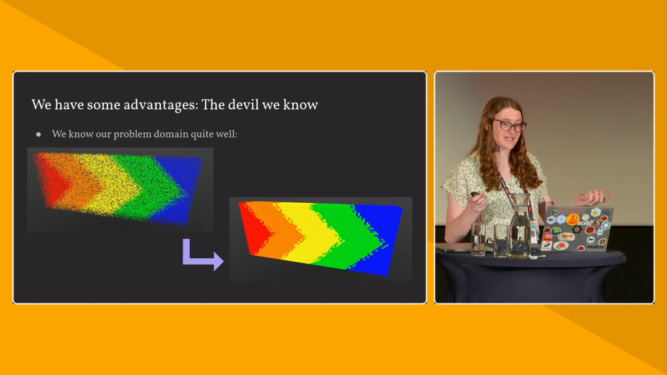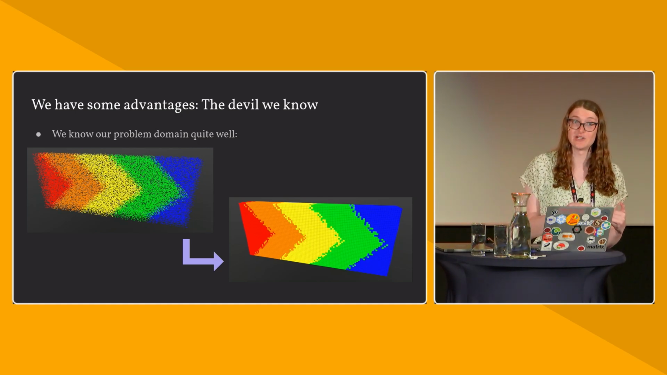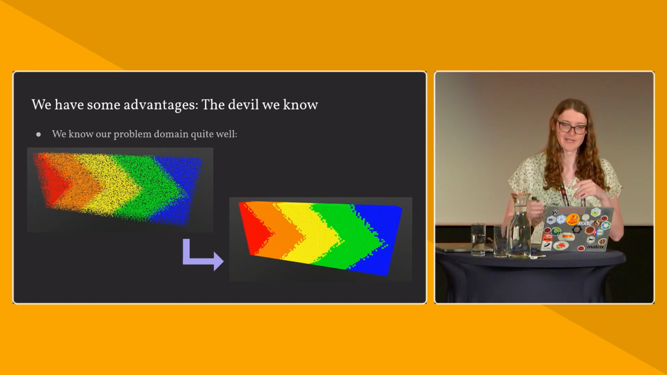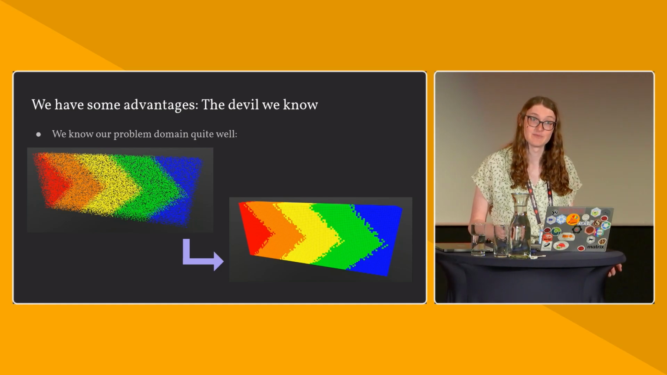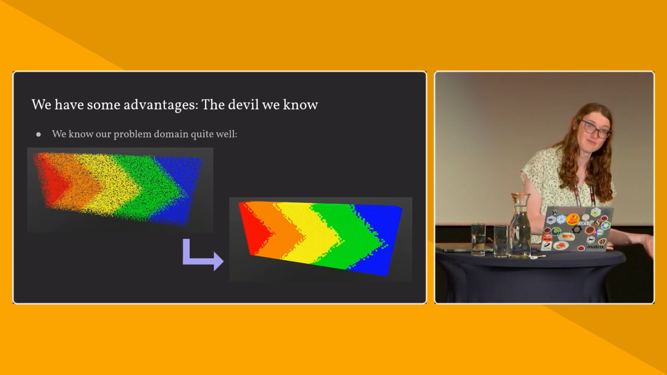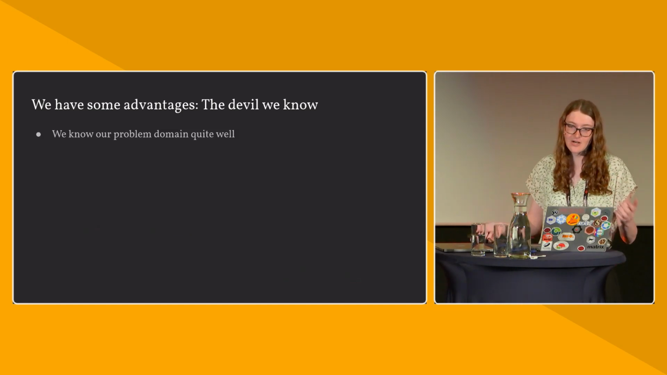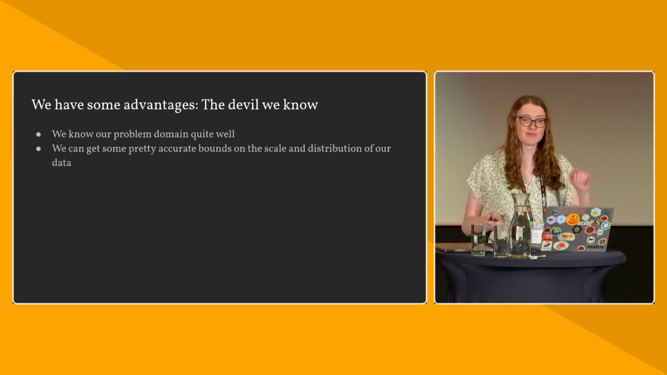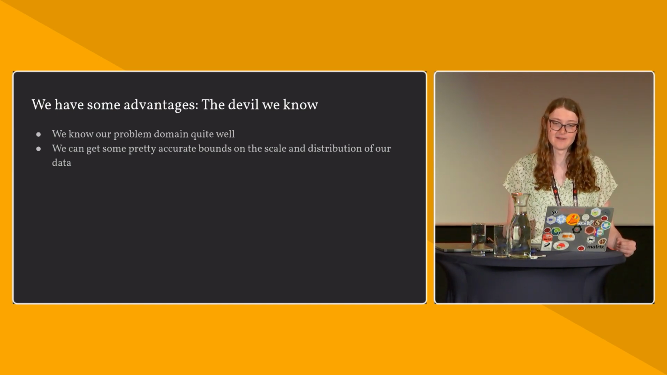We can assume, for example, that all of the voxels that are coming into our function are a uniform 1 by 1 by 1 cube, which was true in the original problem and is true in the toy example here as well. We know that the recursion depth of our function is bounded, which means that our subvoxels can only get so small before we give up and terminate, and so on, and so on. All of this means we can get some pretty accurate bounds on the scale and distribution of our data.